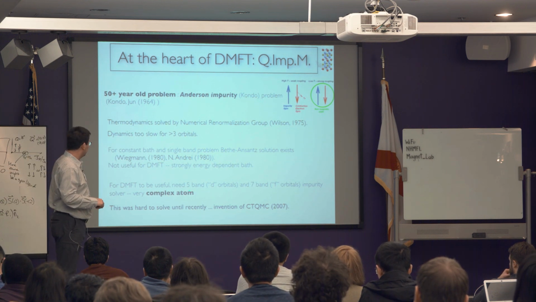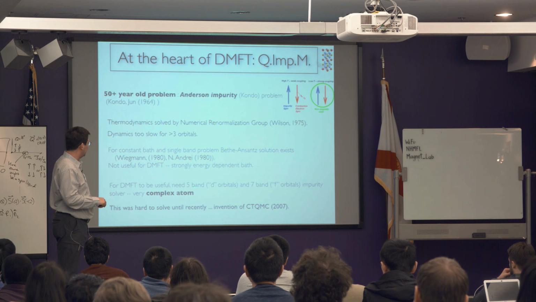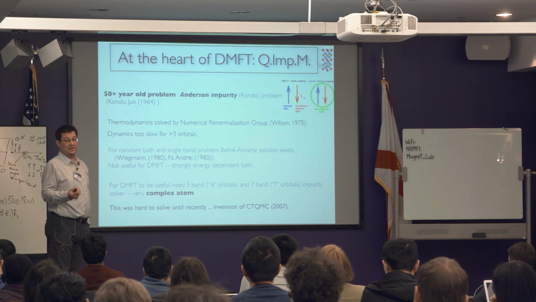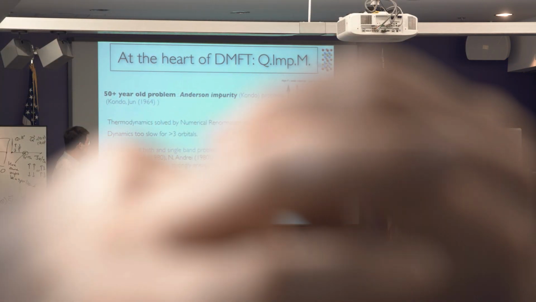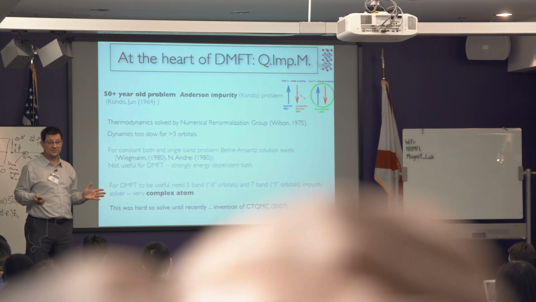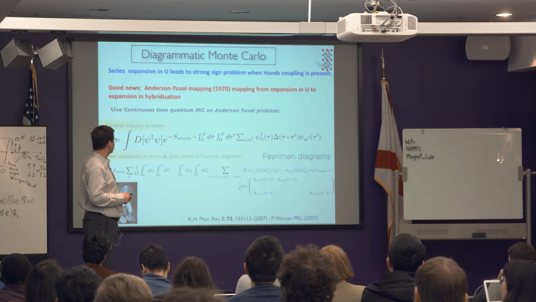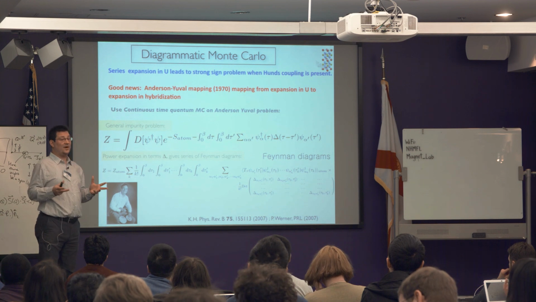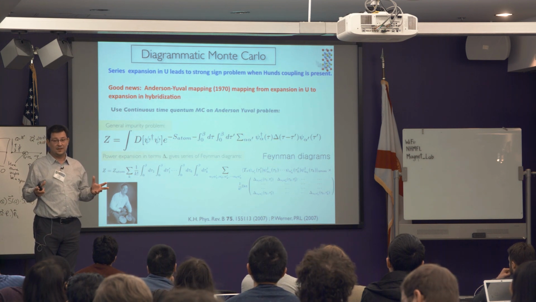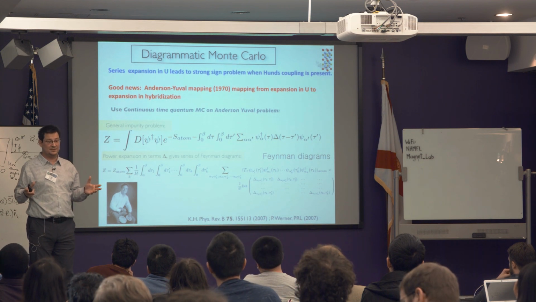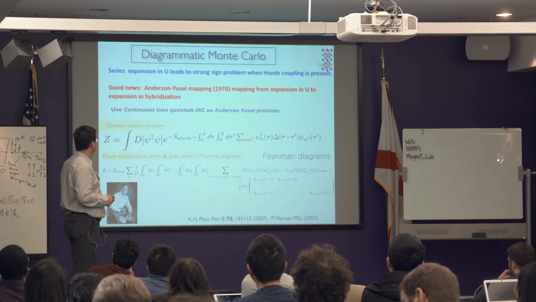Now, in DMFT, we typically need something like 5 orbitals or 7 orbitals for d or f problems, and therefore we need a very robust generic impurity solver. And that was invented in 2007, the so-called continuous time quantum Monte Carlo. That was quite an important revolution, in my opinion, in this area, because it was realized that we can sum all Feynman diagrams, and that this can be done very efficiently with Metropolis sampling, which is quite an interesting development.